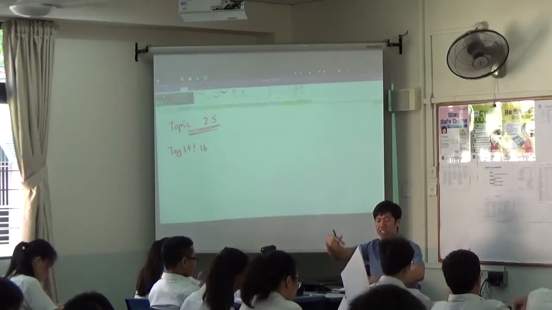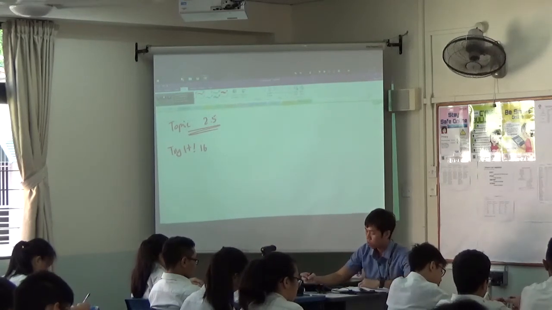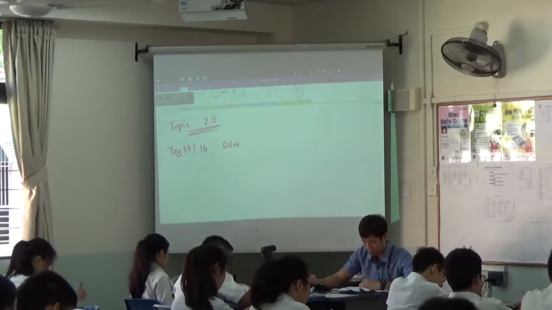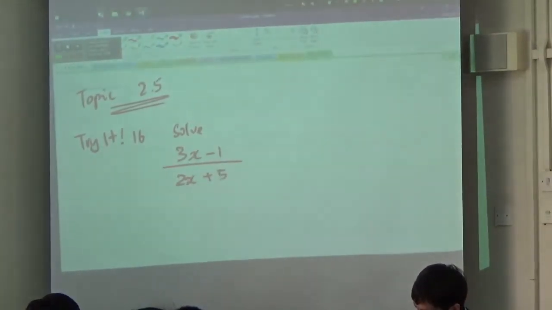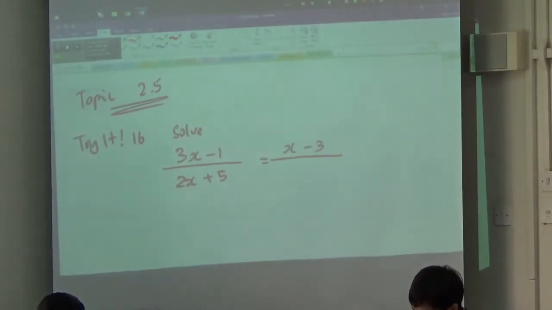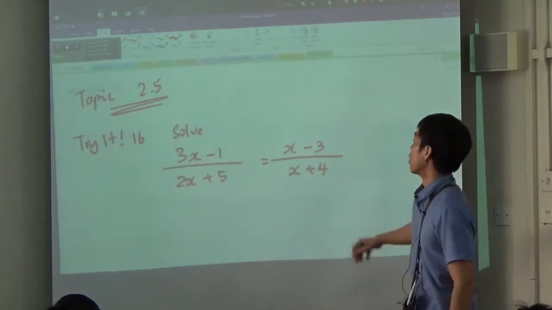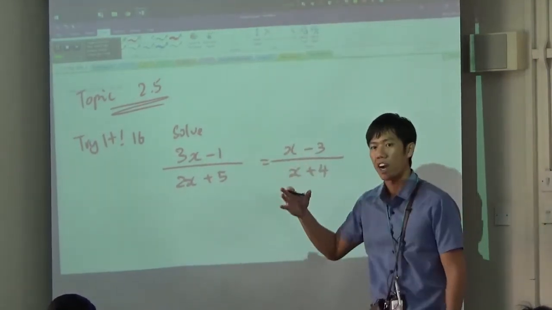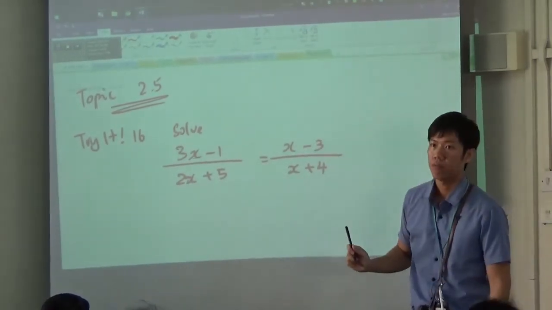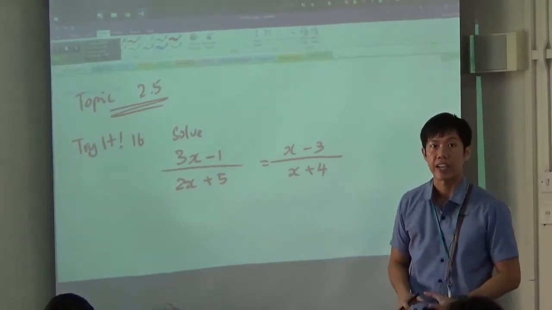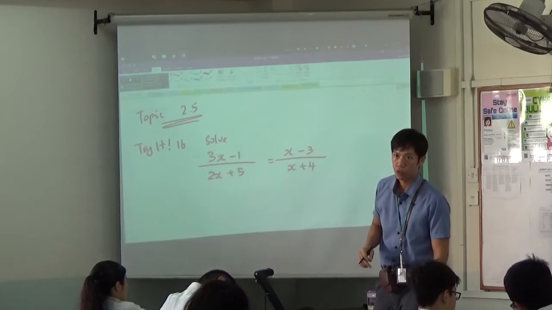Okay, so you have one example that you can read by yourself. Example 16, I will do Try 16 now. Solve the equation (3x minus 1) over (2x plus 5) equals (x minus 3) over (x plus 4). Okay, here we have to solve, meaning I want to find values of x such that left-hand side equals right-hand side.